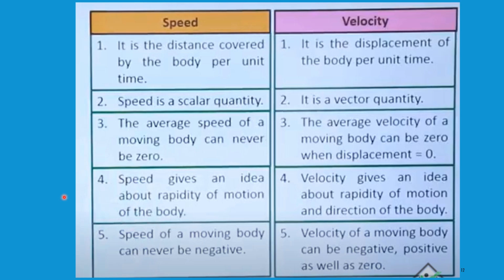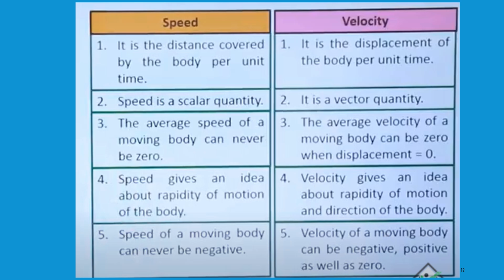Fourth difference, speed gives an idea about the rapidity of motion of the body. Velocity gives an idea about the rapidity of motion as well as the direction of the body. Fifth difference, speed of a moving body can never be negative; it should always be positive. But velocity of a moving body can be negative, positive as well as 0.